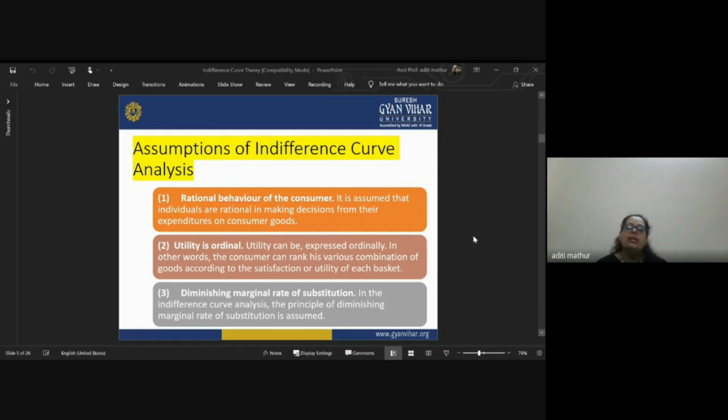Right? So the third assumption is diminishing marginal rate of substitution. In the indifference curve analysis, the principle of diminishing marginal rate of substitution is assumed. That is true, because to gain more of one, you have to sacrifice the other, right? Because we are saying that it's a combination. So if I want to increase the consumption of X, I have to decrease the consumption of Y, right? And this is how I will have a balance. And the curved shape of the indifference curve is because of this diminishing marginal rate of substitution. We'll discuss why this diminishing marginal rate of substitution is there and how it affects the slope of our curve. But just to give you a glimpse of how our curve is made and why it is downward sloping, it is just because it is on the basis of diminishing marginal rate of substitution.